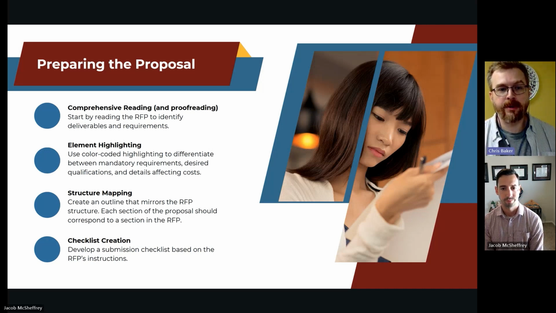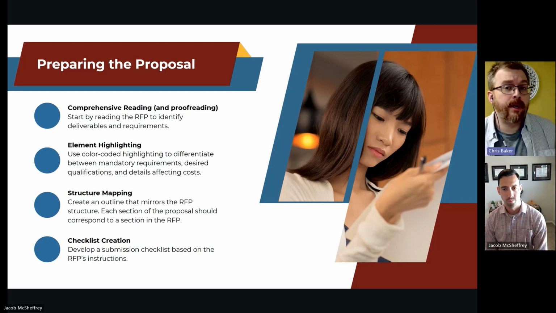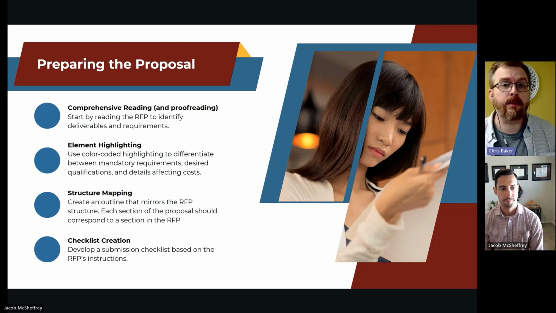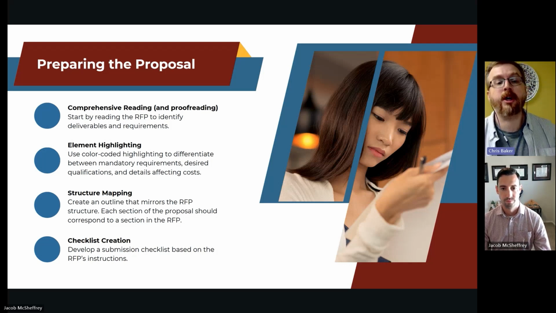So, checklist creation: developing a submission checklist based on the RFP's instructions. Sometimes RFPs actually come with checklists and sometimes they don't. So definitely make one of your own or add to the one that's provided. Again, the goal is not to make the contracting officer have to hunt for information that they need to help them decide in your favor, or to make it hard for them to score your response versus their own checklist.